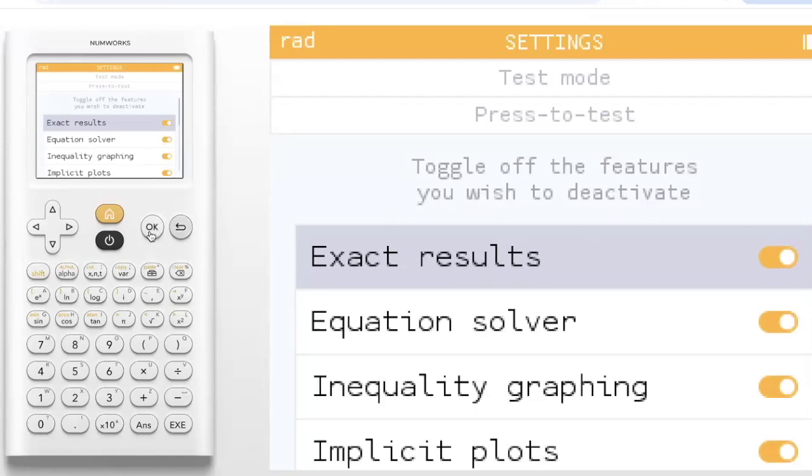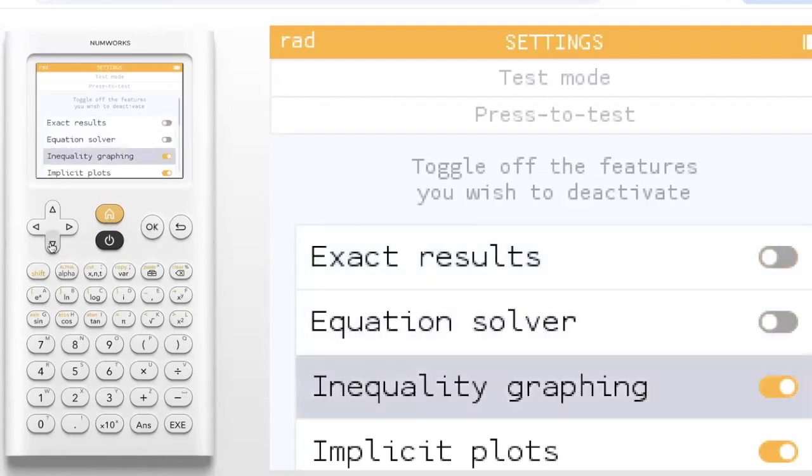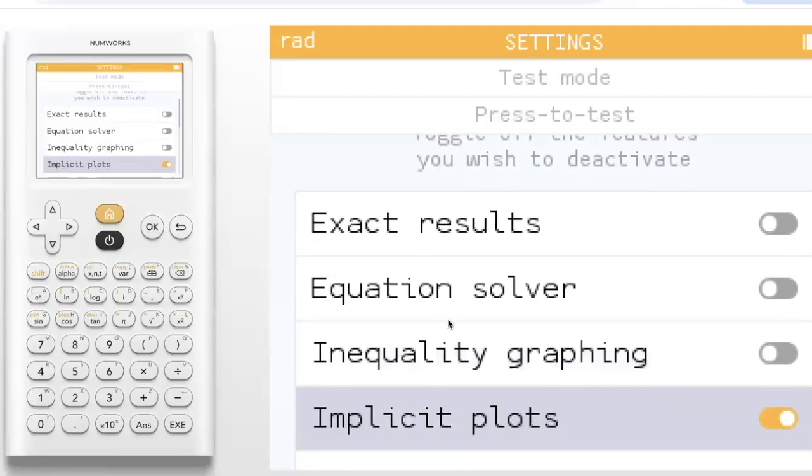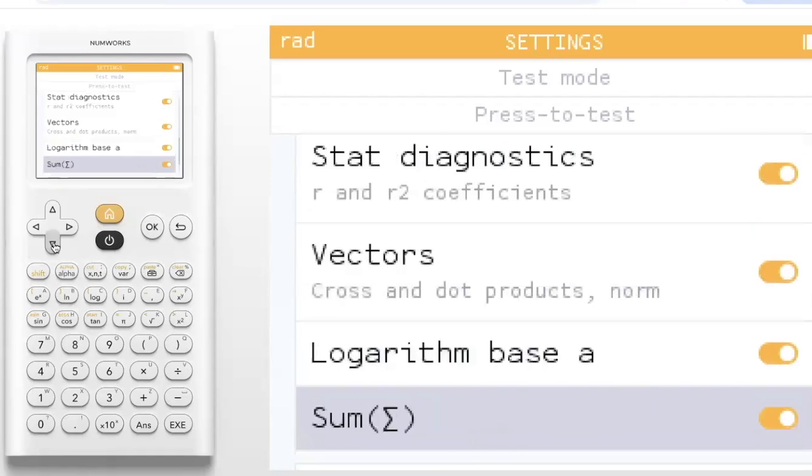So exact results, I can turn that off. That's going to not simplify my radicals. And I'll turn off equation solver. And let's say you're doing your inequalities unit and you really want them to understand the test point and solving correctly and subbing that in to figure out their shading. You can also turn off inequality graphing. Implicit plots will make them solve for y. So there's a bunch of different things that can be turned on or off.